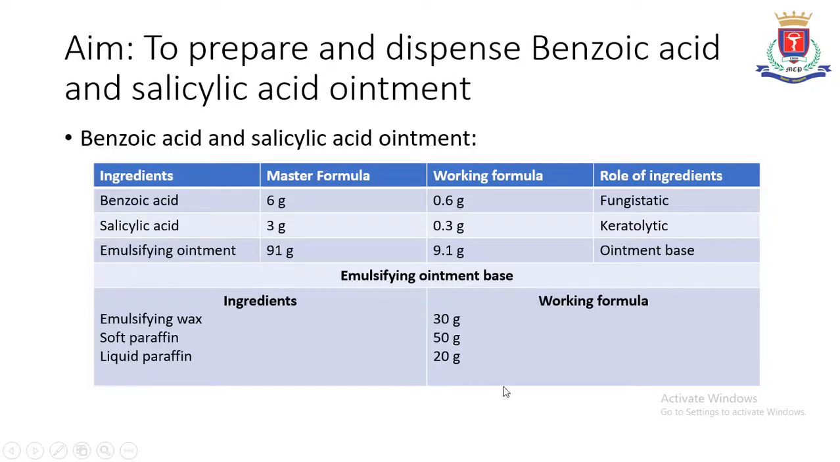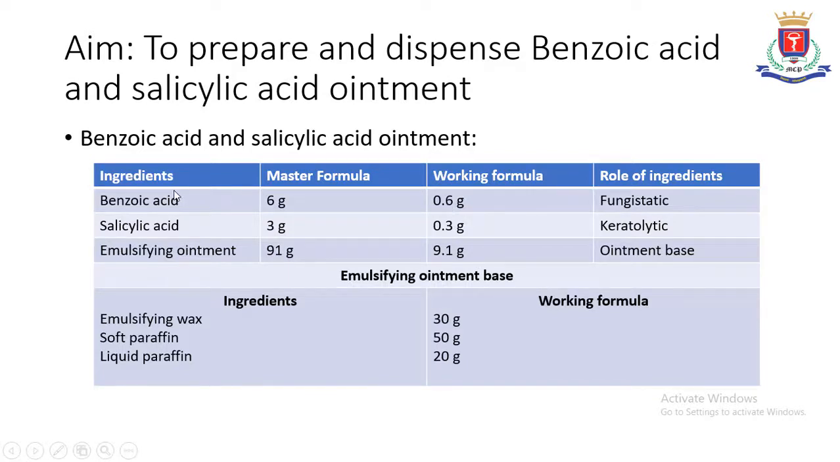Now out of this 100 gram, 91 gram emulsifying ointment we will be using, the benzoic acid will be used in around 6 grams, and salicylic acid will be used in 3 grams. So this master formula equals 100 gram of the ointment, but we will be preparing 10 grams. So for 10 gram we have calculated 0.6, 0.3 and 9.1. So the total weight equals 10 gram.